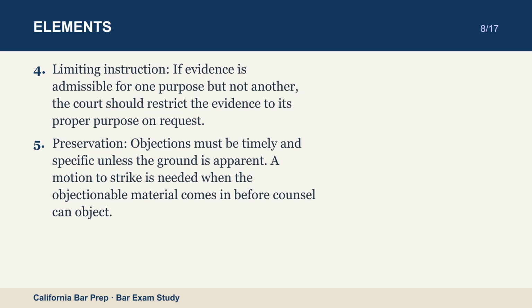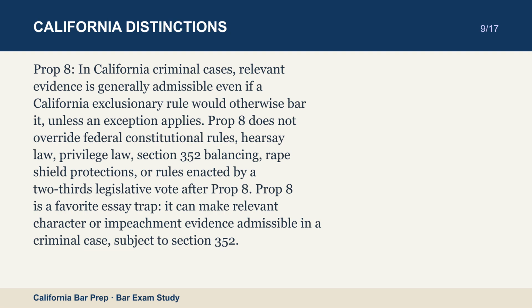Prop 8. In California criminal cases, relevant evidence is generally admissible even if a California exclusionary rule would otherwise bar it, unless an exception applies. Prop 8 does not override federal constitutional rules, hearsay law, privilege law, Section 352 balancing, rape shield protections, or rules enacted by a two-thirds legislative vote after Prop 8. Prop 8 is a favorite essay trap. It can make relevant character or impeachment evidence admissible in a criminal case, subject to Section 352.